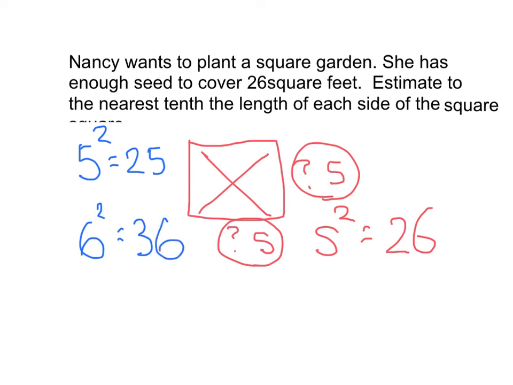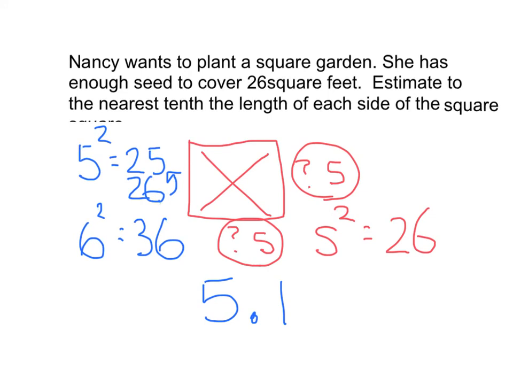So I know that the answer is going to be a little bit more than 5, all right? And since 26 is really close to 25, if I had to estimate to the nearest tenth, I would say that's probably going to be 5.1, because it's really close to the number 5. You know, if the area of the garden was 35, then I would say, oh, okay, it's really close to 6, so I might estimate 5.9. Or if the number was like 30 or 31, somewhere in the middle between 25 and 36, I might estimate 5.5. But you can find this number on your calculator by taking the square root of 26.